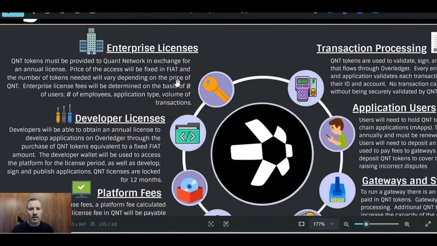the fees are going to depend on enterprise license fees determined on the basis of number of users, number of employees, application type, and volume of transactions. Some enterprises pay $50 million per year for these major licenses, especially the real-time gross settlement systems, the central banks. These are massive systems. So when a corporation is handling the money for the whole world or a whole country, the licenses that the commercial banks or the central banks would be paying, IBM or a company managing their RTGS, the licenses are ridiculously expensive. So again, this will lock up the QNT token.